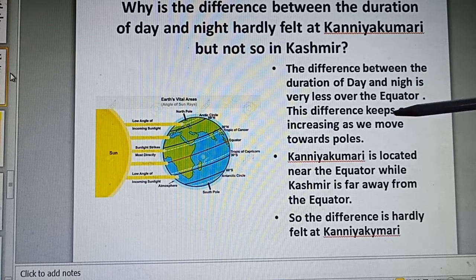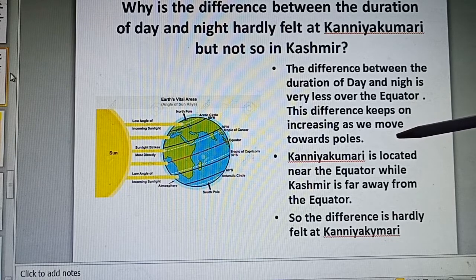The difference between the duration of day and night is very less over the equator. This difference keeps on increasing as we move towards the poles.